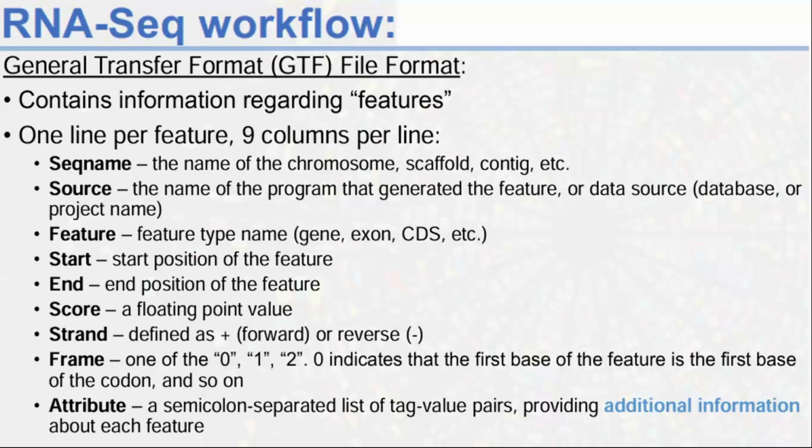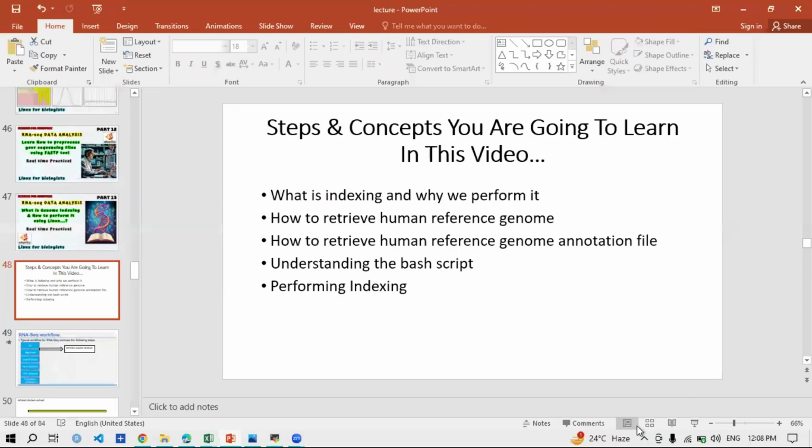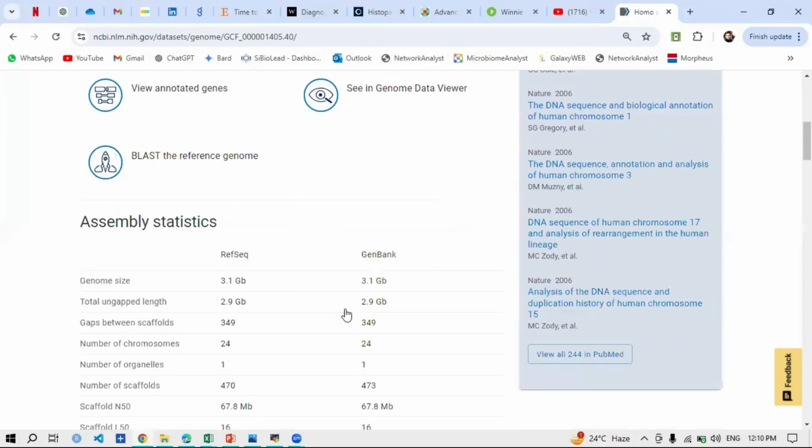Now I will show you how to get your input files, and the input files are the human reference genome and the annotation file. So let's go to the practical, and I will show you how to get your reference genome and annotation file. You can also download individual chromosomes.